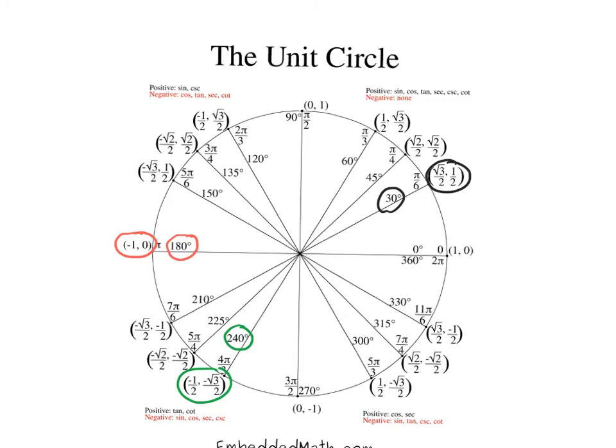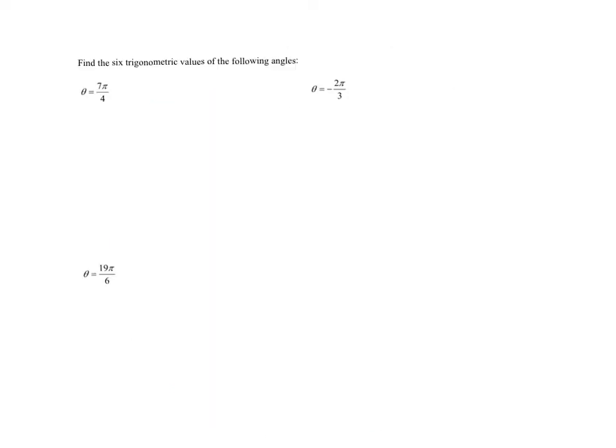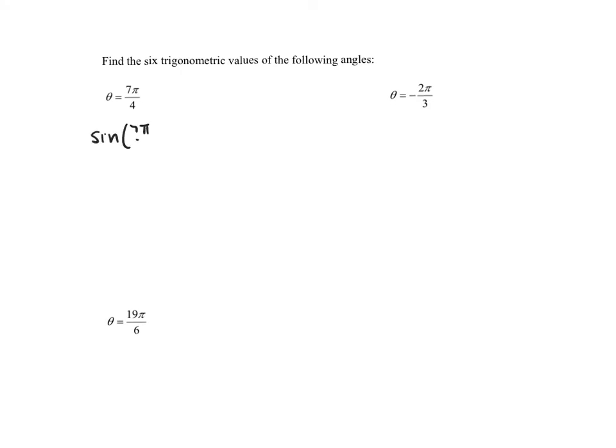There are other ones as well, and we can see that if we have some angles that are bigger than 360 or less than 360, we can still actually find where they are on the unit circle. So let's look at some examples of how we can find these trig function values on the unit circle. The first one says, find the 6 trigonometric function values of 7π/4. So what we're going to try to do is find the sine of 7π/4, the cosine of 7π/4, and the tangent of 7π/4. And then we can find the other three just by flipping.